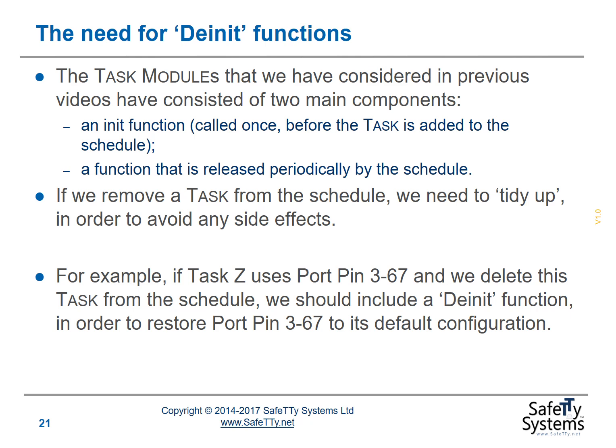If we remove a task from the schedule, we need to tidy up in order to avoid any side effects. For example, if task Z uses port pin 367 and we delete task Z from the schedule, we should include a dinit function in order to restore port pin 367 to its default configuration. If we don't do this, then some parts of the system may operate in an unexpected way.